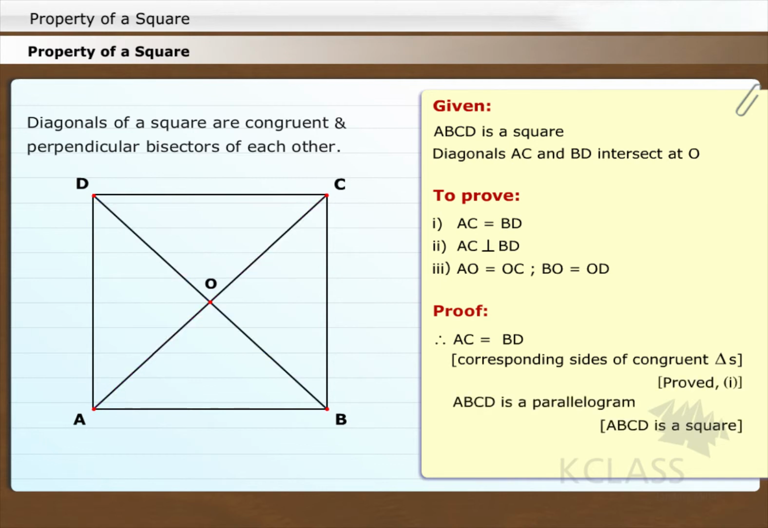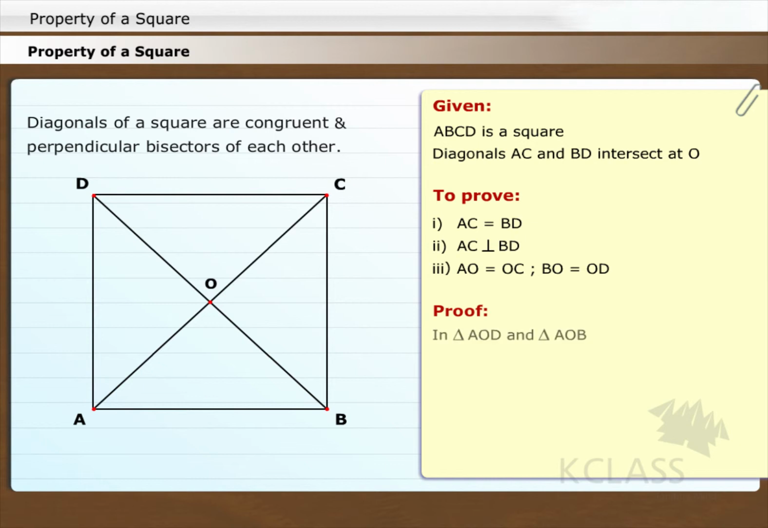As ABCD is a square, then it is also a parallelogram. Therefore, diagonals AC and BD will bisect each other at O. So, it is proved that AO is equal to OC and BO is equal to OD.